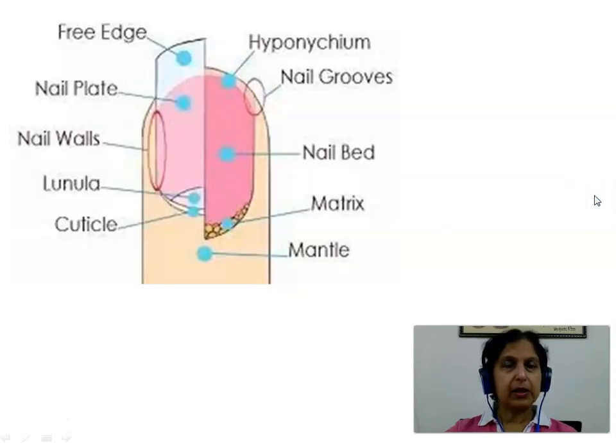Another picture showing us the same. Parts of the nail on one side, that's the free edge, the nail plate, the lunule. On the other side, we see the deeper structures, that's the germinal matrix, the nail bed, and the hyponychium, and the nail groove.